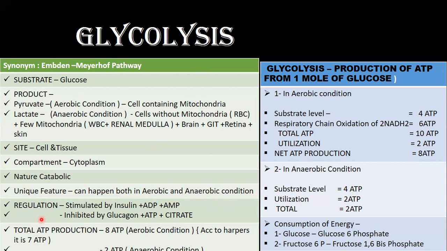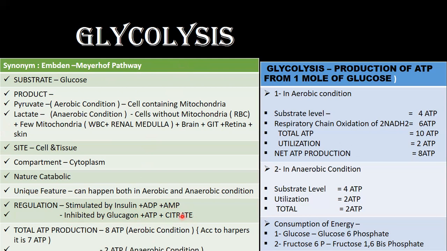Then how is it regulated? It is regulated by the stimulation of insulin, as we studied in insulin metabolism. The glycolysis pathway is stimulated by insulin, ADP, adenosine monophosphate, and AMP. Glycolysis is inhibited by glucagon, ATP, and citrate.